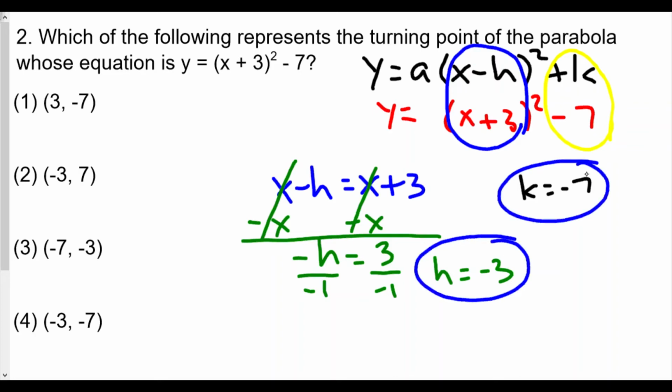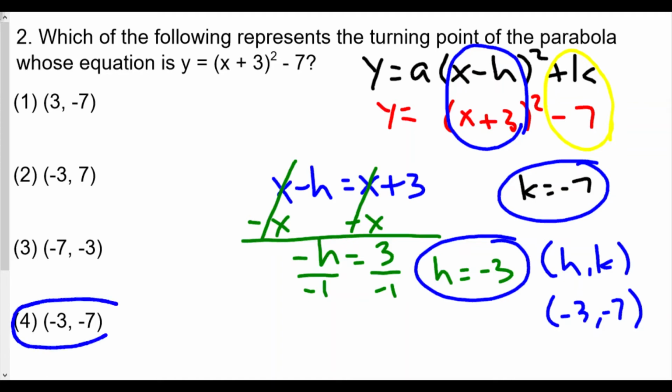That would mean our vertex, which is h comma k, is negative 3 comma negative 7. And that's choice 4. Okay?